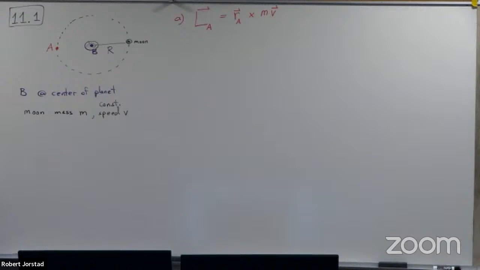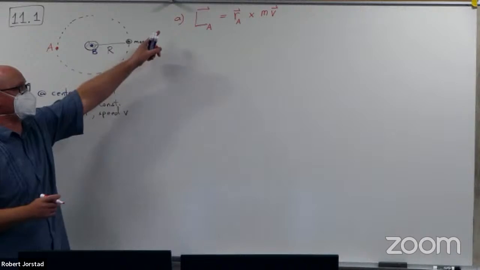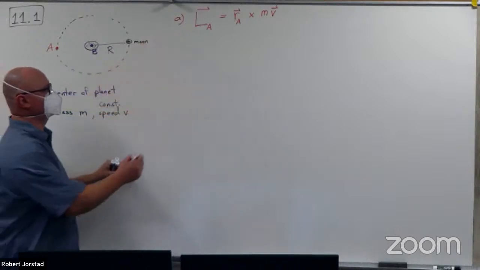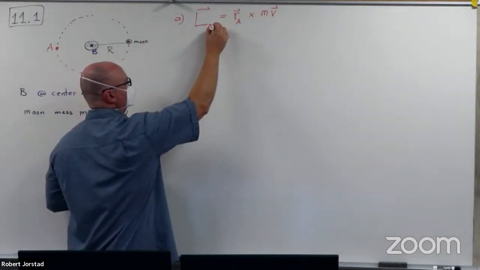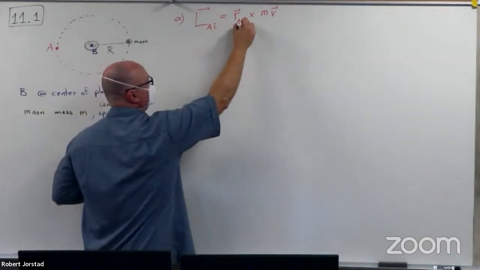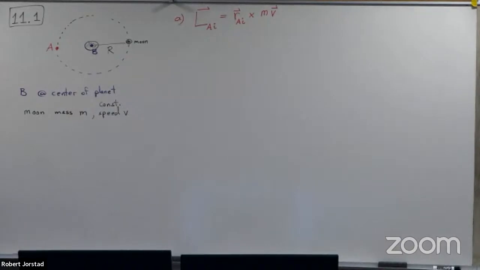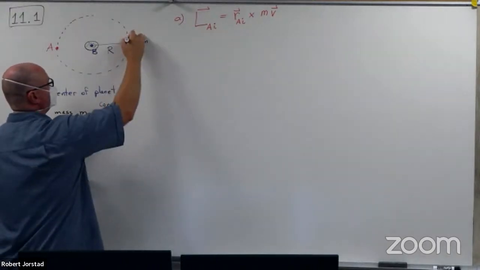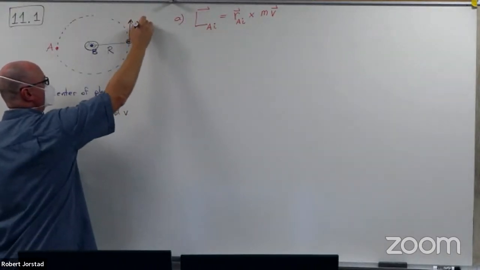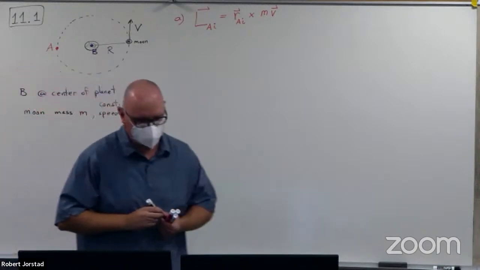If you could indulge me one extra weird little notation here, we're going to do this again in part C, so I want to call this L initial. It's the initial angular momentum about point A, because later on we're going to talk about the moon at a different spot. To be clear, let's assume the moon's traveling this way, V.